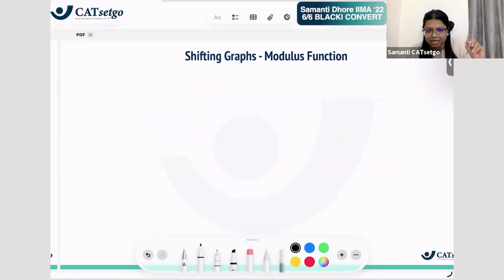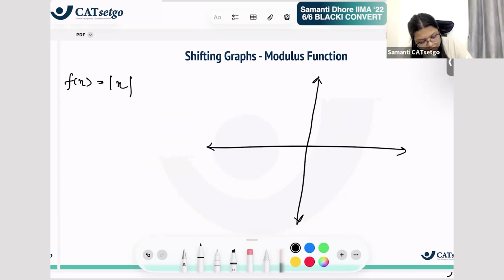Modulus function कैसे शिफ्ट होगा? Let us have a look at it. ठीक है. ओरिजिनल फंक्शन क्या है तुम्हारा? f of x equals to mod x. Do you remember? कैसा था वो? V शेप का था. 0 1 2 3 -1 -2 -3 1 2 3 -1 -2 -3.